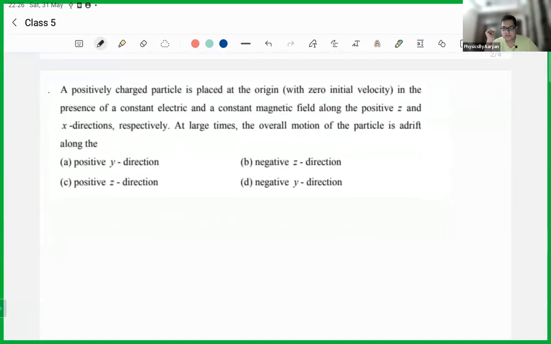Yes, yeah. If the particle is moving in y, then the directions of electric field and magnetic field will also change, obviously. Okay, so this is the kind of question you are asking.